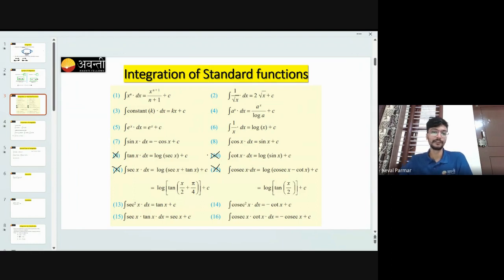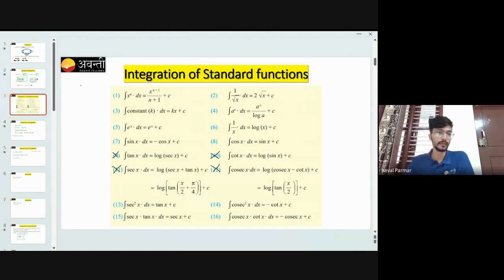I hope you all know these formulae. This is the algebraic one. The integration of a raised to x is a raised to x upon log a. The integration of e raised to x is e raised to x, and the integration of sin x is minus cos x. Got it? Let's take some 30 seconds and quickly revise these formulae. You should go through them. Clear? Fine. Let's move forward.